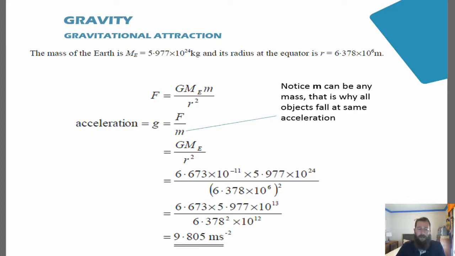So running through some values, which you can see that we've got up here, the gravitational constant, the mass of the Earth, and the distance from the center of the Earth to the surface, you can see we get the value of 9.8 meters a second squared, which we know is the constant for gravity on Earth, on the surface of the Earth.